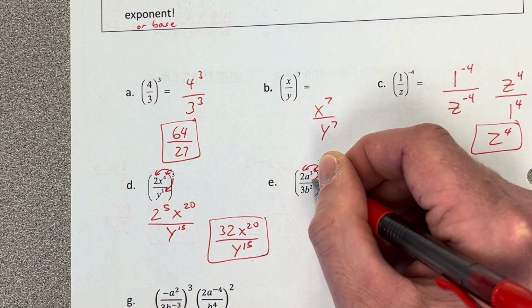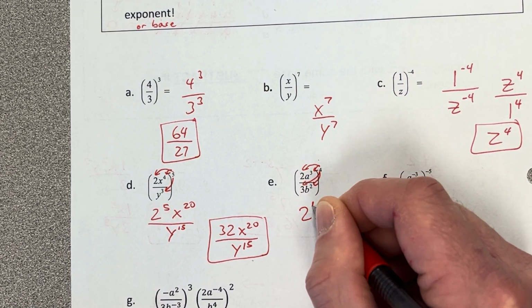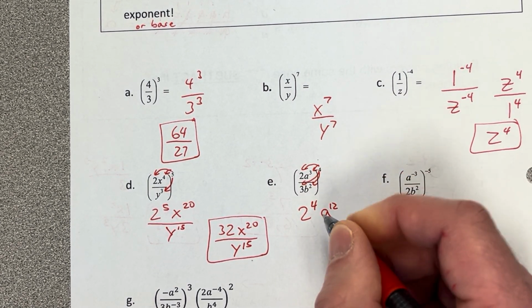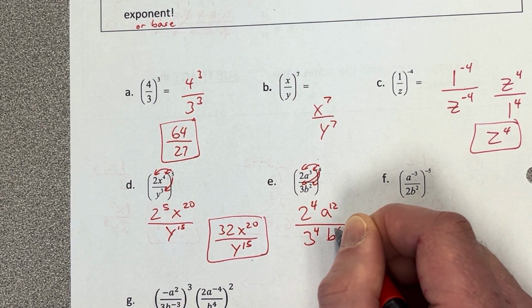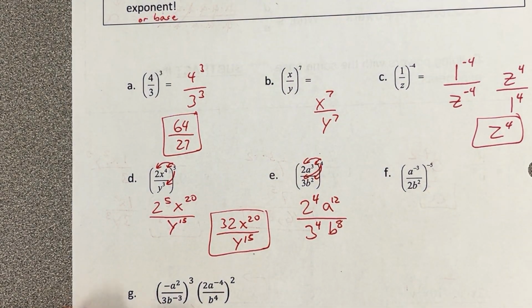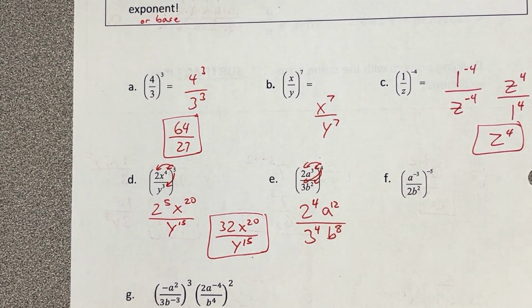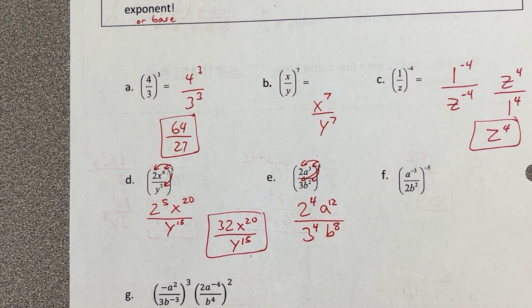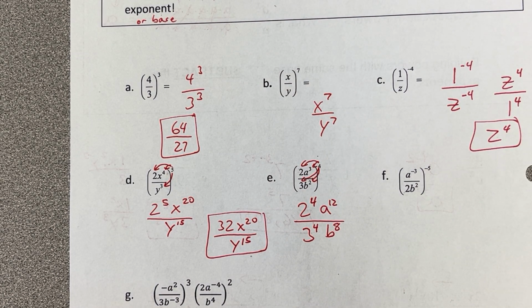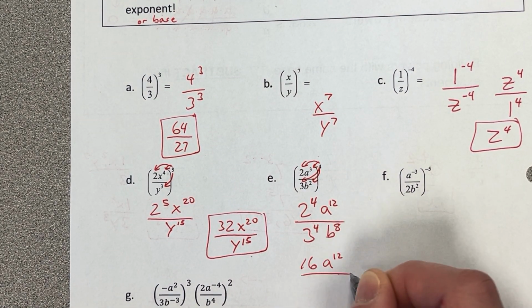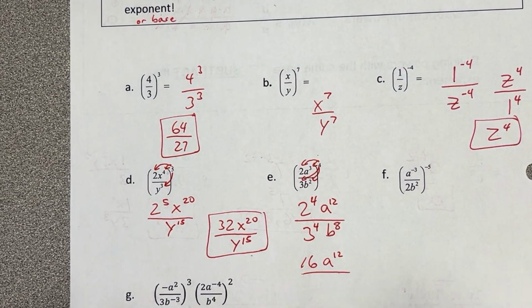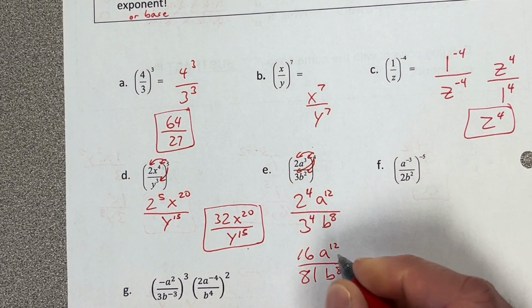We're done. This one's kind of a similar thing. The 4 goes to everything. 2 to the 4th, a to the 12th, 3 to the 4th, b to the 8th. And we're done. We just need to evaluate 2 to the 4th power, which is 16, because 2 squared is 4, and then double that. So, oh wait, yeah, 16. Oh yeah, and then multiply it, I should say, together. So you get 16 a to the 12th over, and then 9 times 9 is 81 b to the 8th.